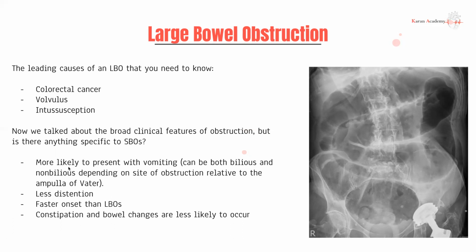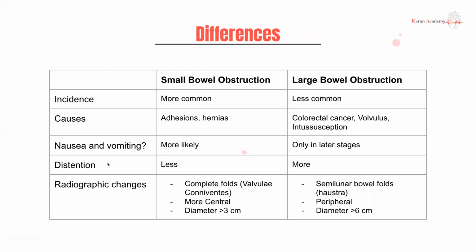Great. So LBOs are less likely to present with vomiting, often present with more distension. They have a slower onset and constipation is more likely to happen. So just the opposite of what happens with an SBO. And here is just that.